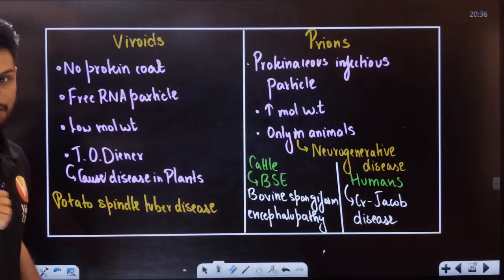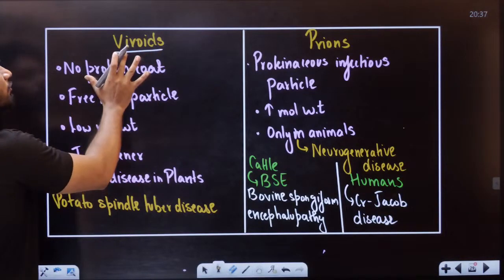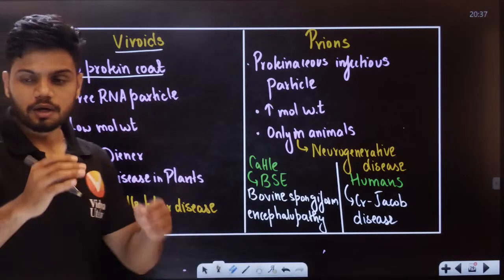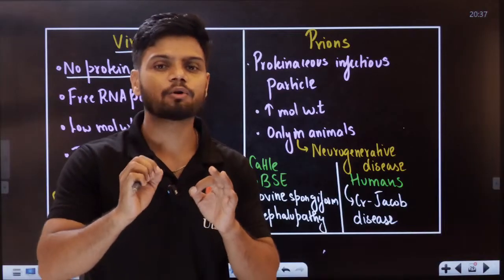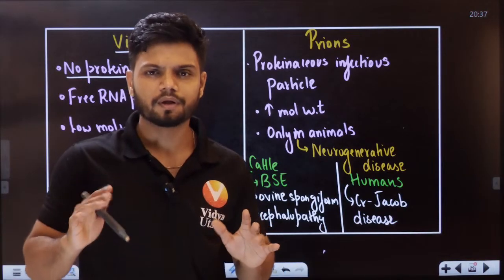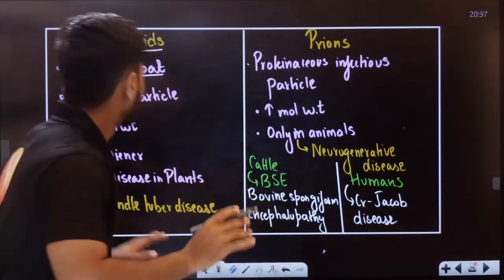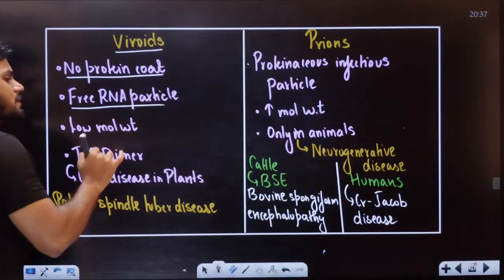Okay, students. Now, what are viroids? First of all, viroids do not have a protein coat at all. वायरॉइड्स के अंदर ना सिर्फ और सिर्फ जेनेटिक मटेरियल होता है, सिर्फ जेनेटिक मटेरियल। जेनेटिक मटेरियल को छोड़ के ना इसमें प्रोटीन है ही नहीं इसके अंदर। Now, students, see, free RNA particles are here.